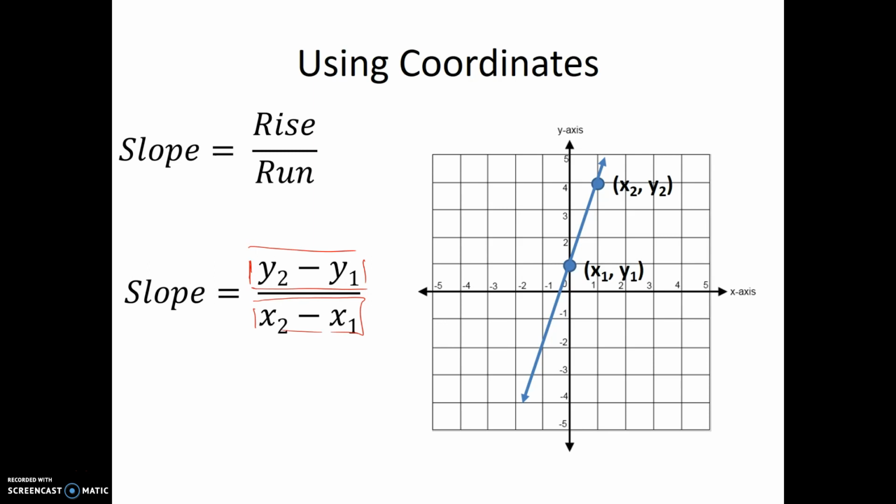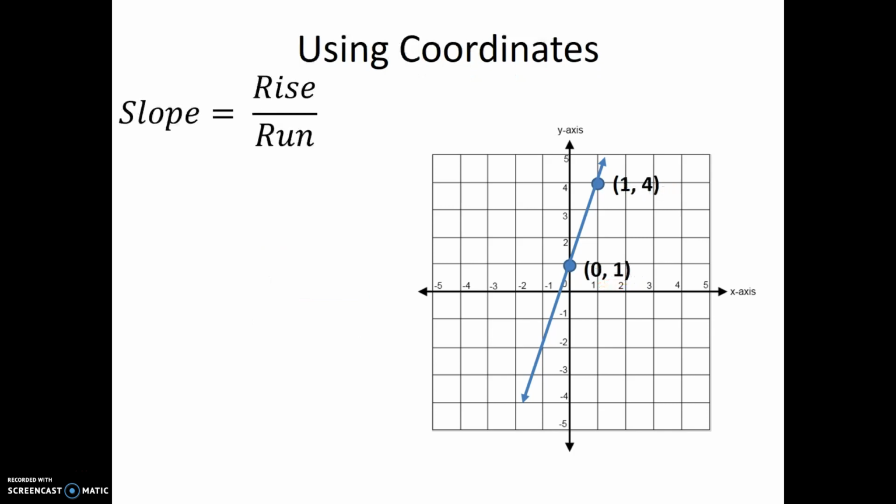So when we do this, what we do is we will decide that one set of ordered pairs, or one set of coordinates, is our x2 and our y2, and that the other set of coordinates is our x1 and our y1. And then after we decide that, we'll fill in our formula and we'll solve it. It's just as easy as that.